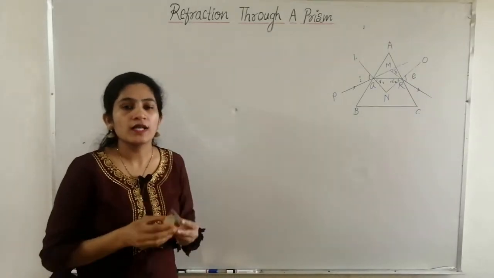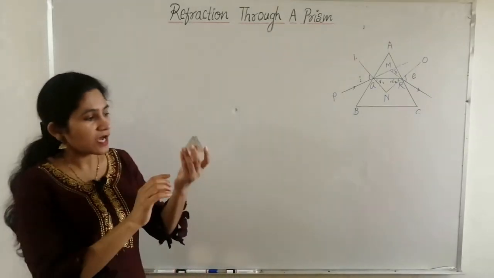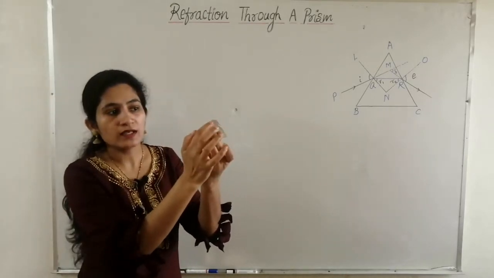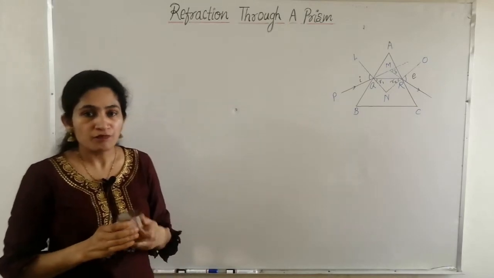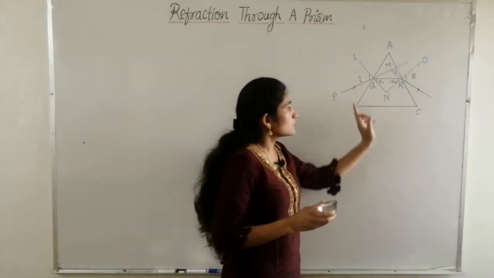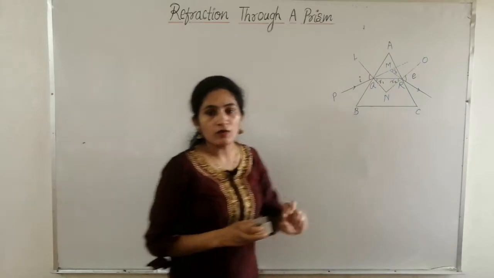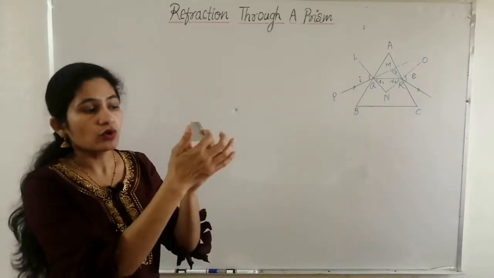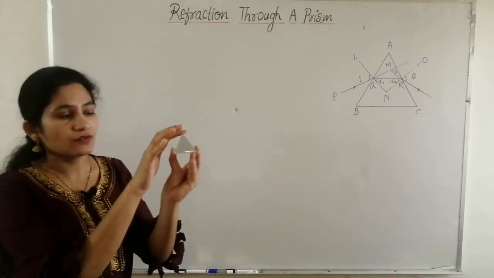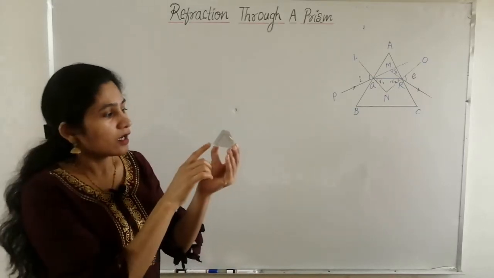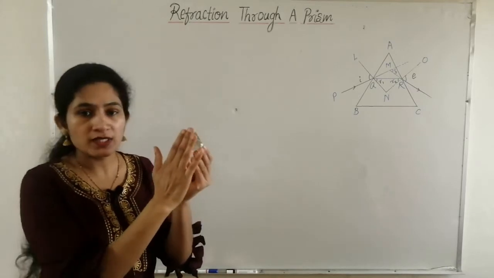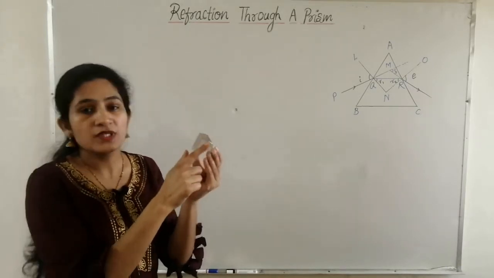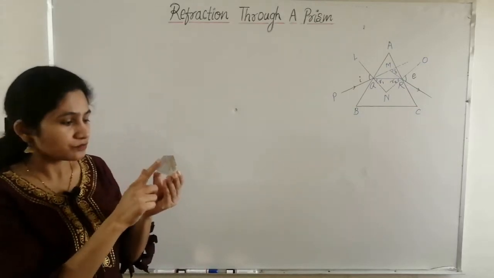Rectangular surfaces are called refracting surfaces, and the angle between these two refracting surfaces is called the angle of prism. It is denoted by A. So in this figure, A is the angle of prism, and the line joining these two refracting surfaces is called the refracting edge, and a section of the prism which is perpendicular to this refracting edge is called the principal section.